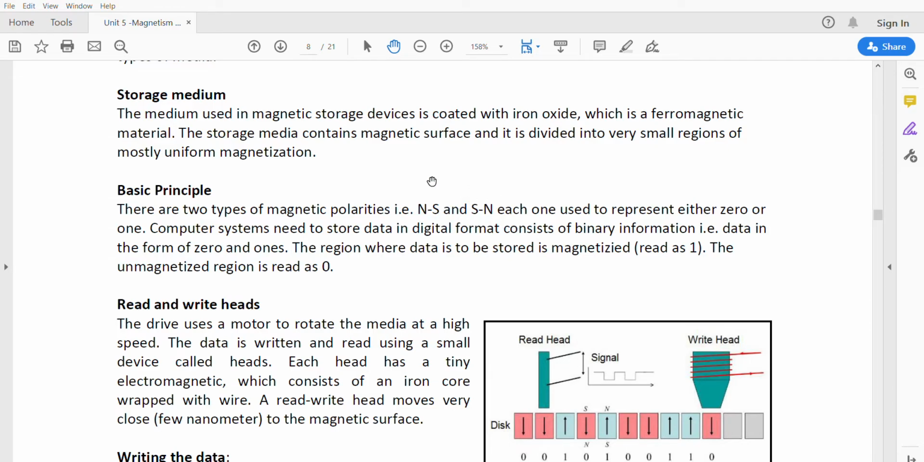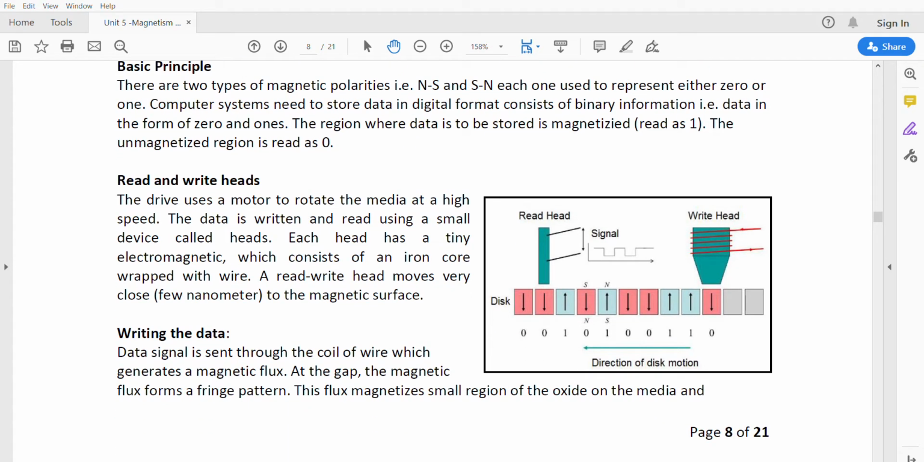North south is having the data, that is 1. Read and write heads: the drive uses a motor to rotate the media at a high speed. Here the media is rotated at high speed, and the data is written and read using a small device called the heads. Each one, a read write head, moves very close to the magnetic surface.